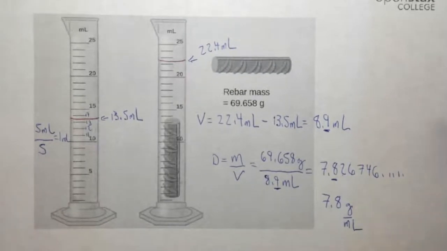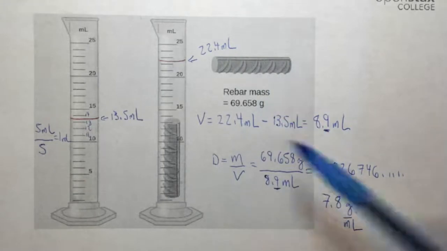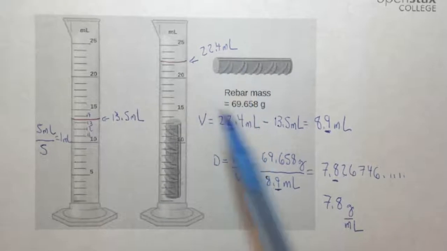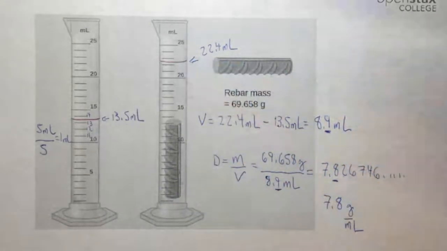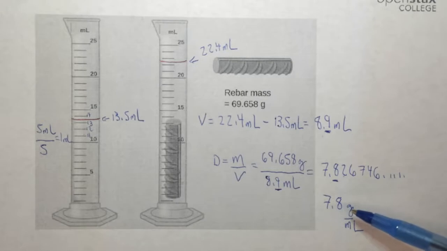So in this case, to sum up, we figured out the density of this piece of rebar by displacement, by finding the initial volume and the final volume, putting the object of known mass in the water, and seeing how much water was displaced. We also had to keep track of our significant figures throughout this process in order to determine the density with the correct number of significant figures.